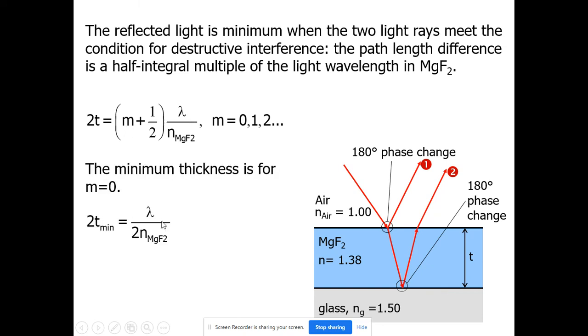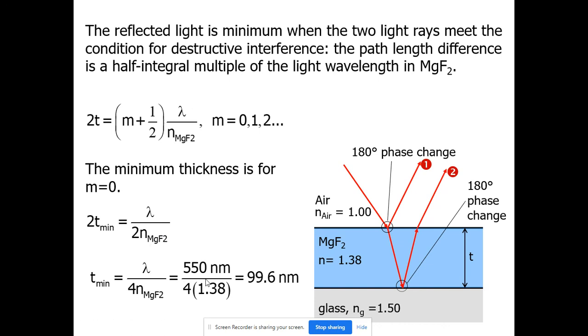So 2t is equal to lambda by n of MgF2, and we put in the value lambda as 550 nanometers as provided, with the MgF2 refractive index provided, and t minimum comes out to be 99.6 nanometers. So if we want to coat this glass with an MgF2 film to minimize the reflection from the glass surface, the MgF2 should be of this thickness, 99.6 nanometers. This is also referred to as anti-reflection coating, and we usually apply this kind of coating to reduce reflection from the glasses which we wear.